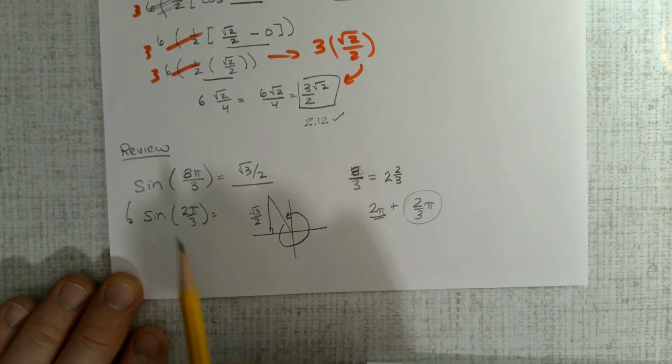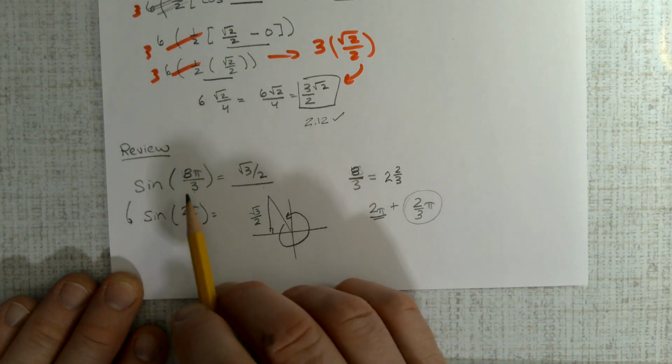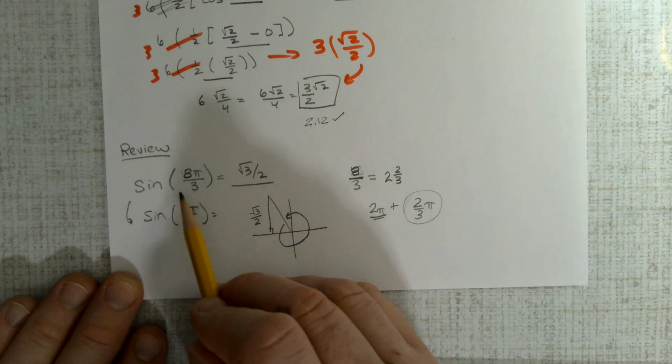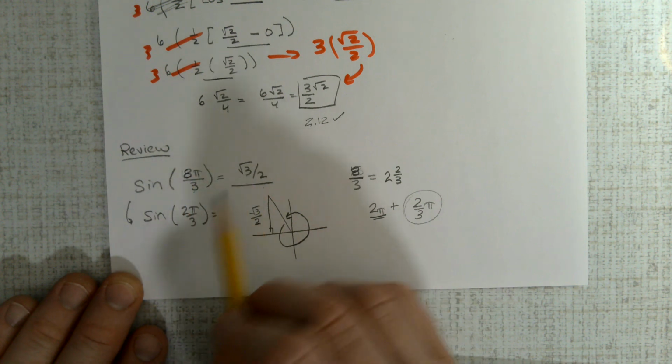So watch out for those. There's a couple of them at least I think in your worksheet for today, but when you're going around the unit circle more than once, you can still find those values.